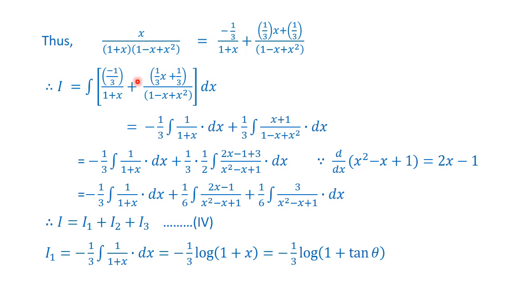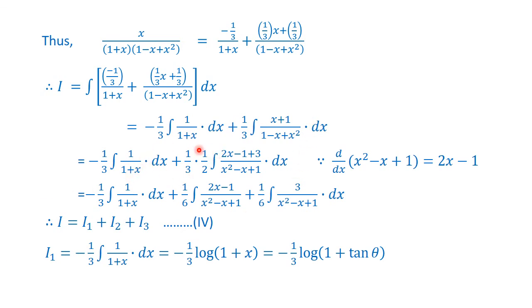in this way. Now making separate terms, 1 by 3 is constant, integration of 1 by 1 plus x dx, plus, taking this 1 by 3 outside the bracket, x plus 1 by 1 minus x plus x square. 1 by 3 is the same there, taking it outside. Now this is a simple format, 1 by 1 plus x, its integration is log of 1 plus x. But for the purpose of understanding, these integrations are separated.